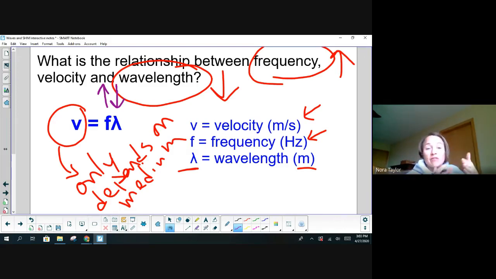So that makes sense. If our velocity stays the same and we increase frequency, our wavelength is then going to have to go down. So you're going to be asked to do a couple of example problems with this relationship of velocity is equal to frequency times wavelength. And so we're going to do one example together.